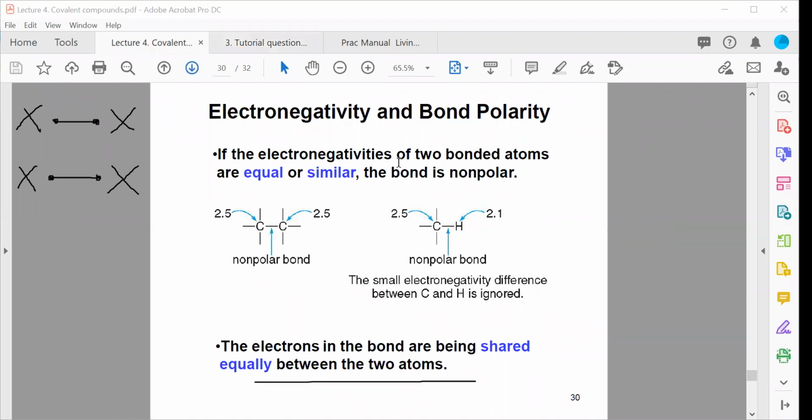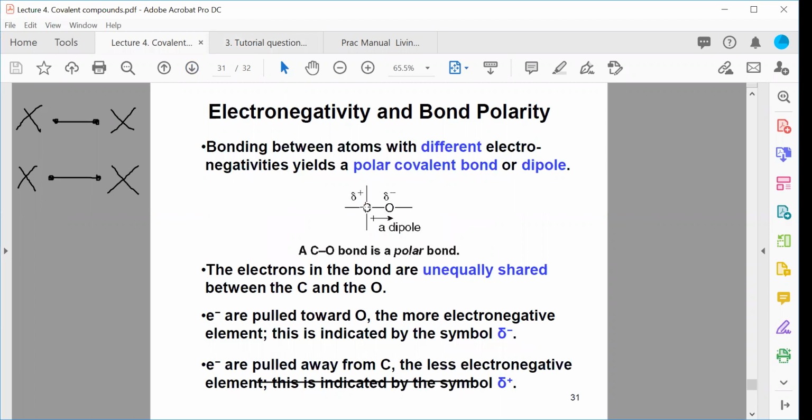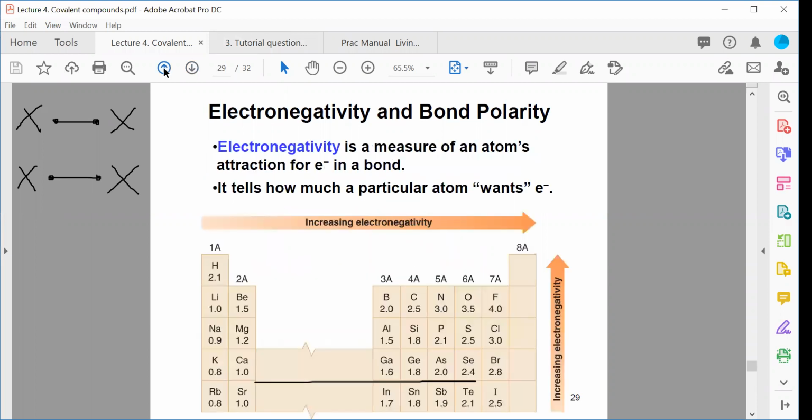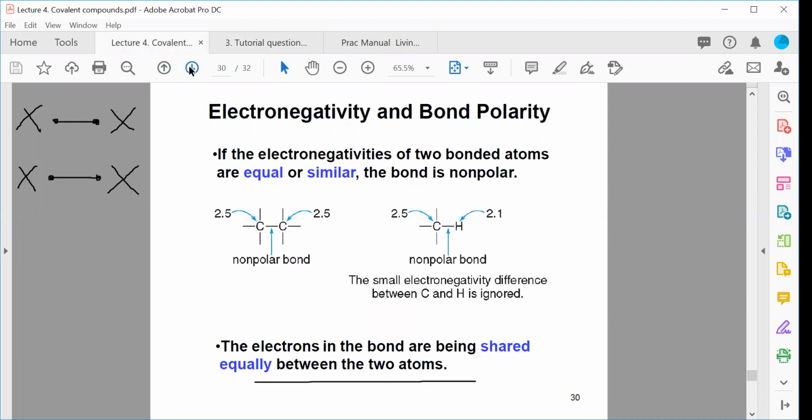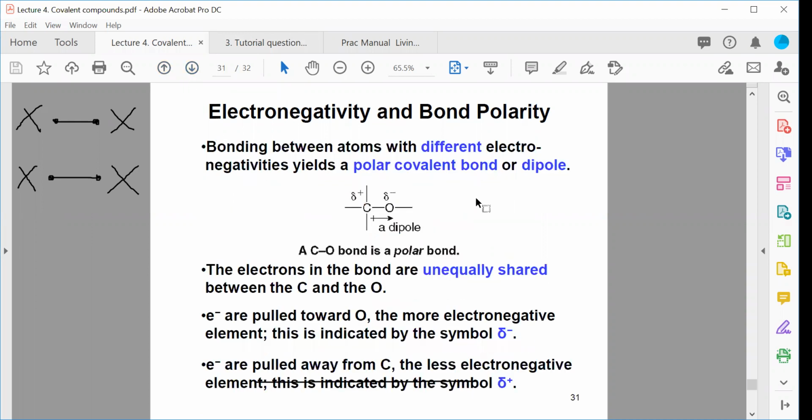All right, now let's look at another example. Here we're looking at carbon and oxygen. Carbon, 2.5, oxygen, 3.5. Now, this is an important difference between those electronegativity values. So important, in fact, that it means we now have this type of situation. I should just draw carbon and oxygen.